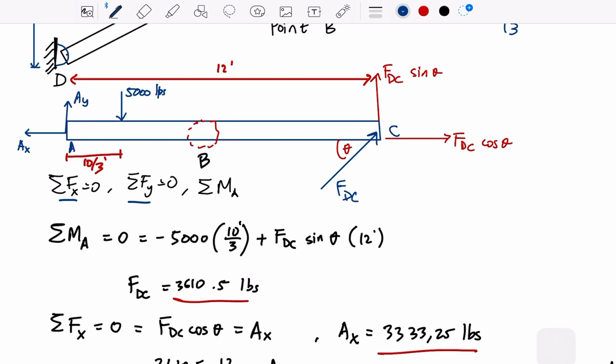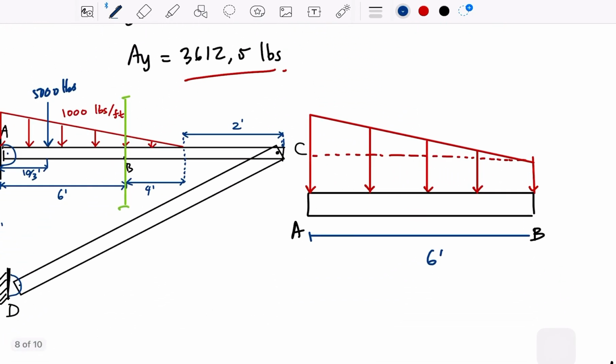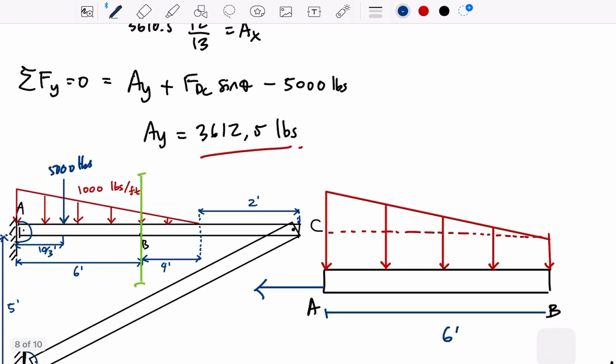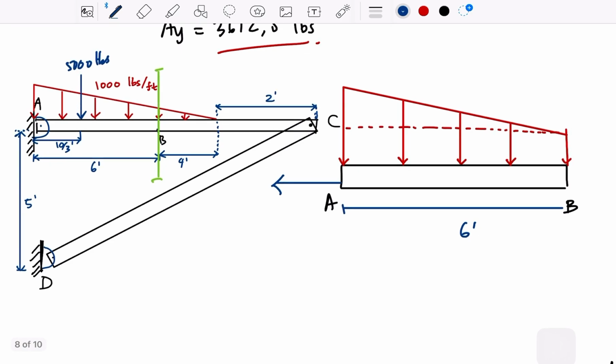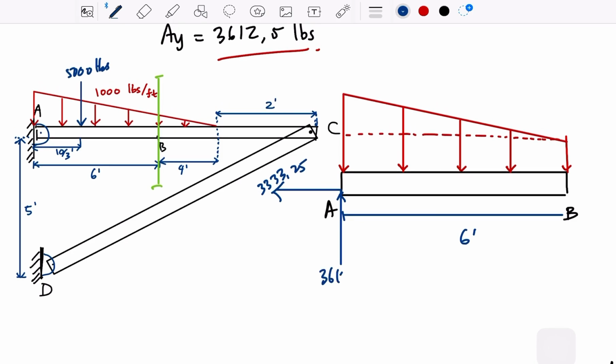So maybe here, this is AX, which is 3333, so let me write 3333.25, and there will be, it's going up there, this is 3612.5.